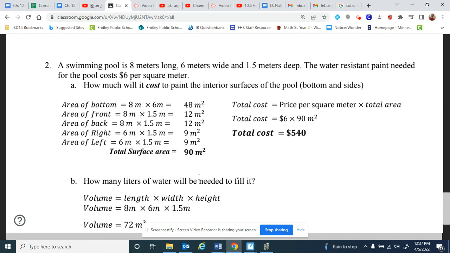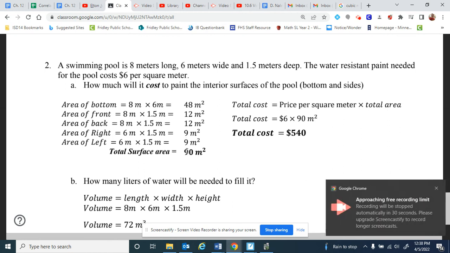So we want to think about the different parts of the pool. We have the bottom, that would be 8 by 6. We have the front, 8 by 1.5. The back, the same as the front, the right and the left sides. And what we're going to do is find the surface area for each of those shapes. These are all rectangles, so we can just take base times height for each of them. And then we're going to add them all together.